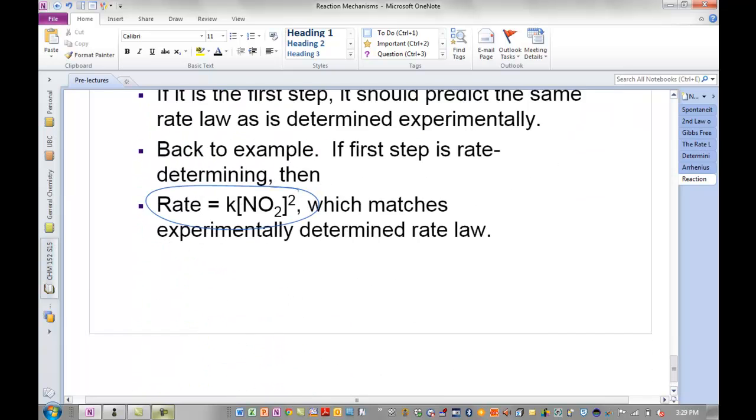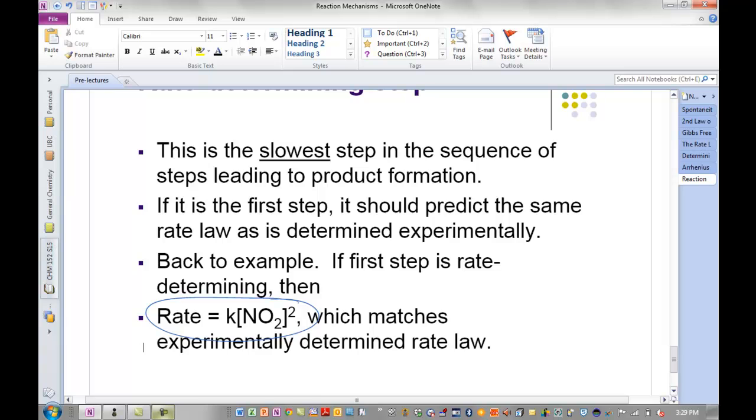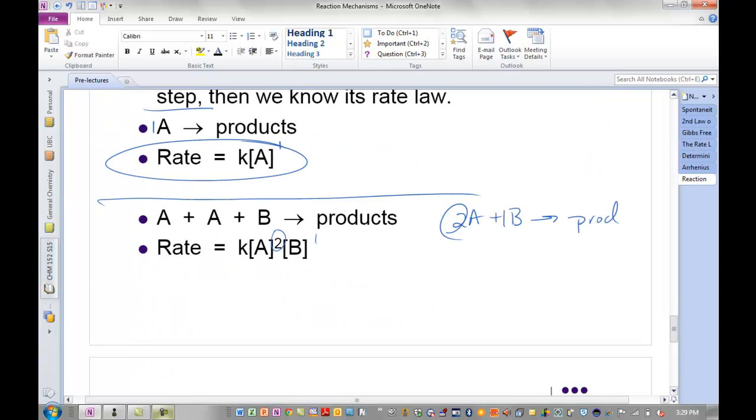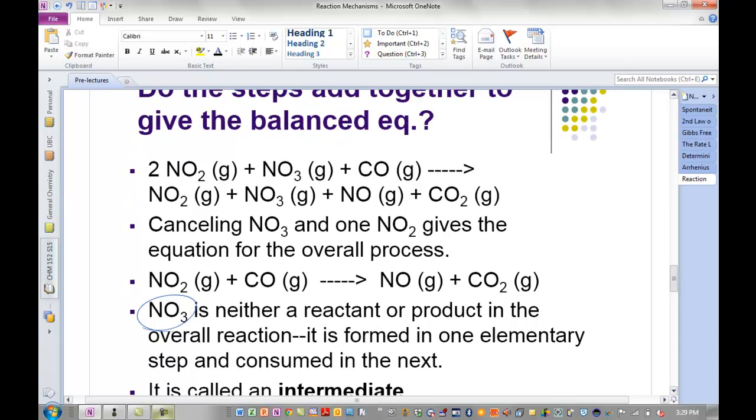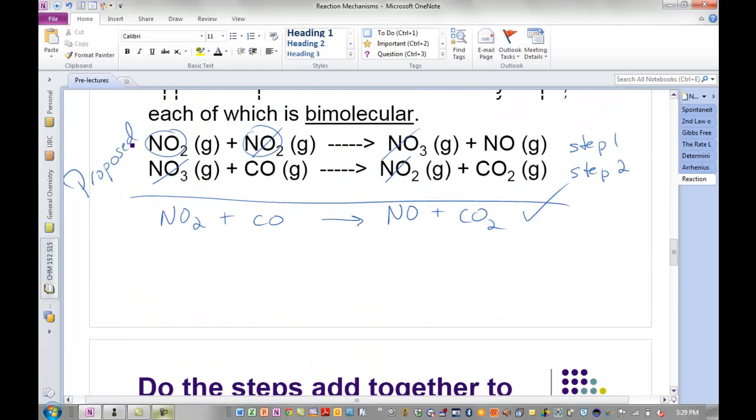But where'd my reaction go? Oh, well, I lost my reaction. I'm going to have to scroll back up here. I thought I had it written again. Okay, so let's just go, so they add up.